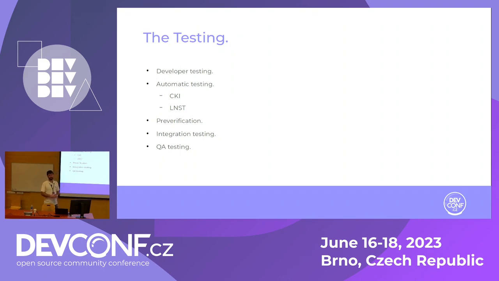Then there's integration testing, because it's nice that you tested one feature or one bug fix in isolation, but it can interact with those other 150 parallel changes to the kernel in weird ways. So once this is merged, we need to test again to see whether it did not conflict or get influenced by other stuff in a negative way. And the last thing is proper QA testing done by QE engineering. That's really comprehensive testing of the whole kernel and all the features and everything. So that's a lot of testing.